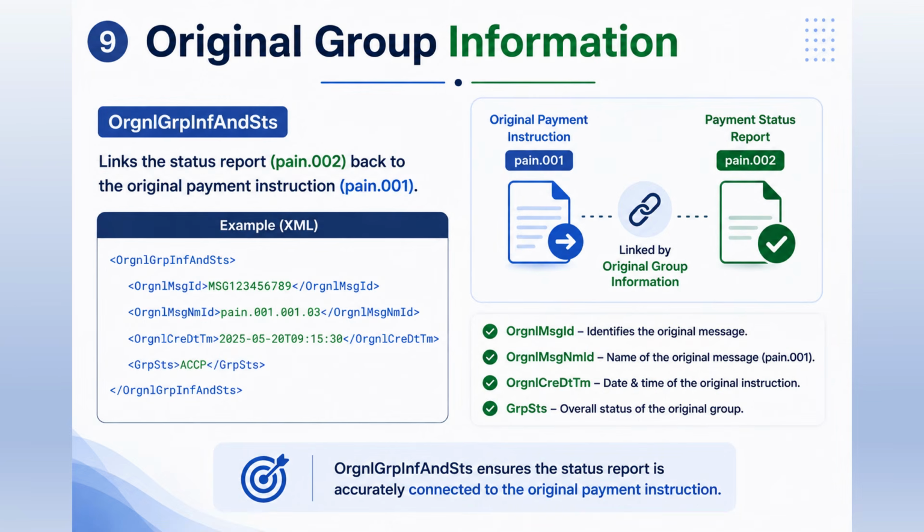Next we have OrgnlGrpInfAndSts. The name itself gives us a clue: original group information and status. This section connects the status report to the original payment initiation message. For example, it can provide references to the original message and communicate group-level status information. Why is this important? Because a status report is meaningful only when we know which original payment instruction it relates to. So this section helps establish that connection.